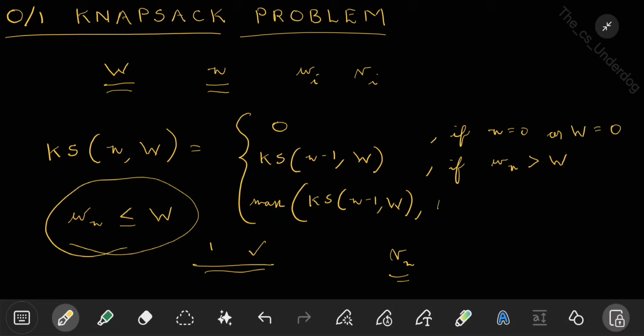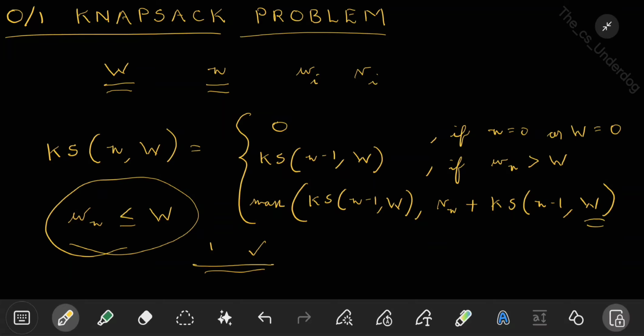Then your value will be Vn plus what is the value from the remaining n minus 1 items? Knapsack of n minus 1. If I write n minus 1, W, is this right? No, it is not right. Why is this not right?